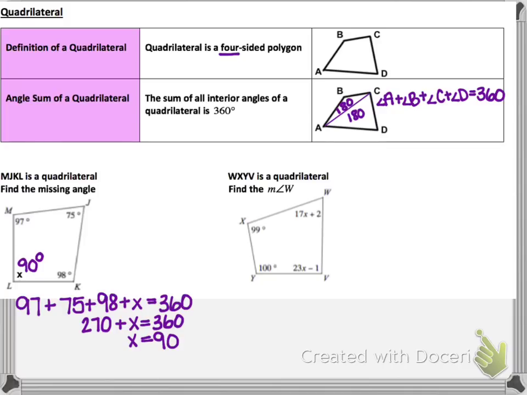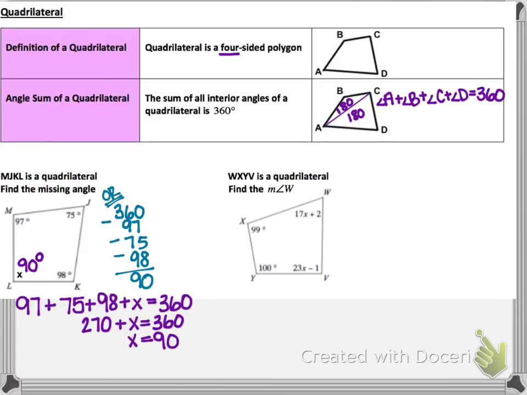Or, if you would prefer, it's totally up to you. You can do exactly like we did with triangles. Take 360 and subtract out the other angles. 360 minus 97 minus 75 minus 98. And pop that whole thing in your calculator and get 90 degrees. That is totally fine too. Whatever your style is works for me.